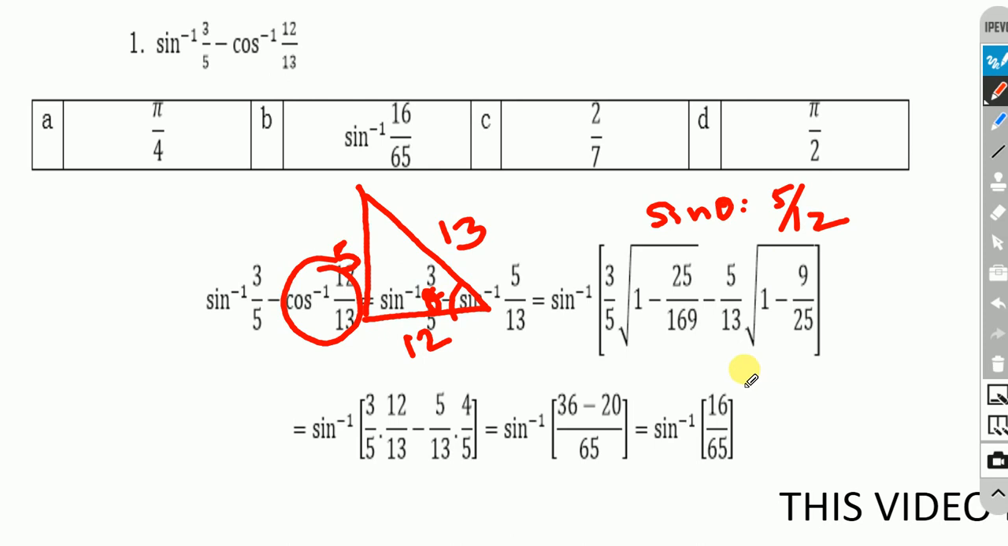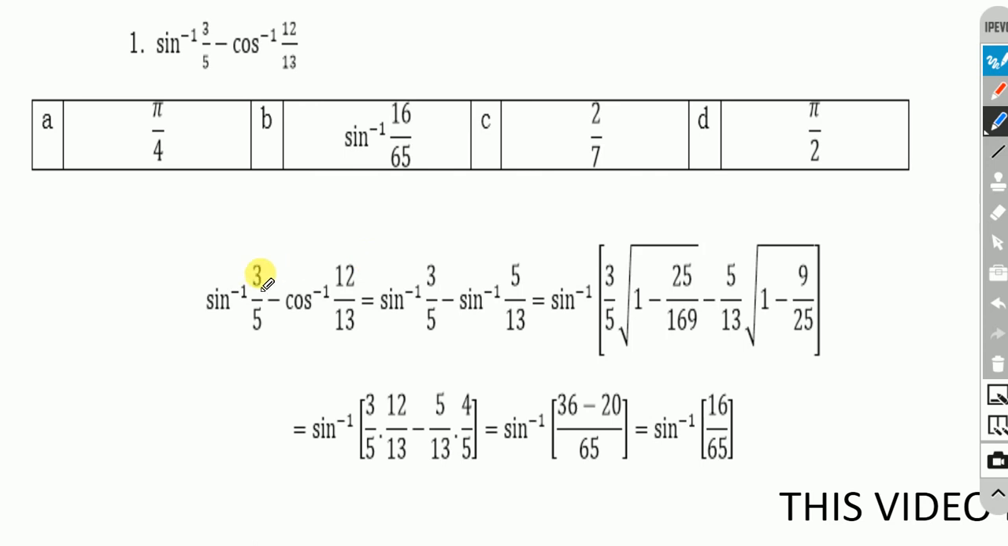So sin theta will be 5 by 13. I am sorry, here I made it 12, it is 13 actually. Sin theta is opposite by hypotenuse, that is 5 by 13. Therefore theta equals sin inverse of 5 by 13. So instead of cos inverse of 12 by 13, we can write sin inverse of 5 by 13. Therefore cos inverse of 12 by 13 is equal to sin inverse of 5 by 13.